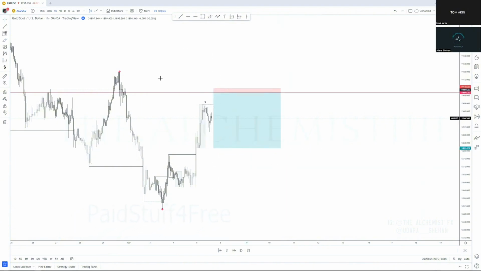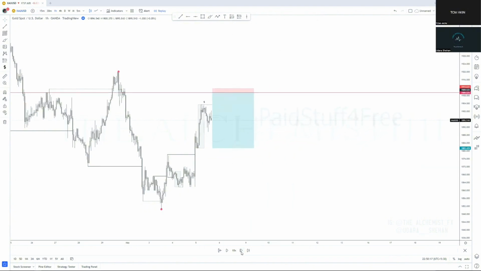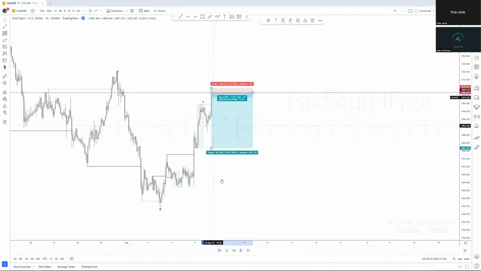And since it is coming from a monthly zone, where will your final target be? External range liquidity. Okay. Now remember, this is your first target, 280 pips. Now look what happened. There we go. Right at 5:30.